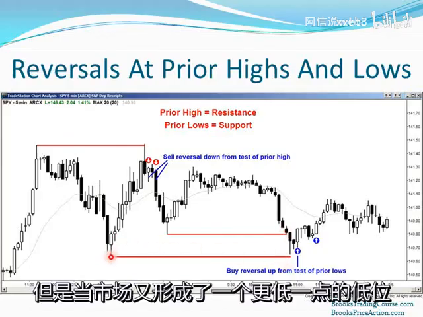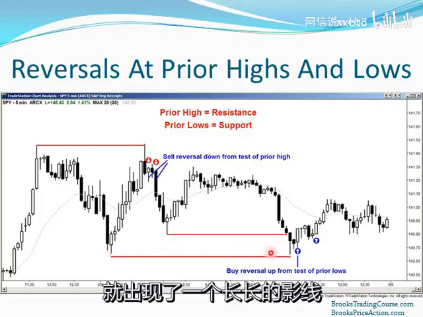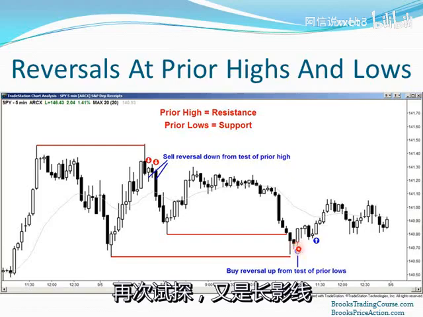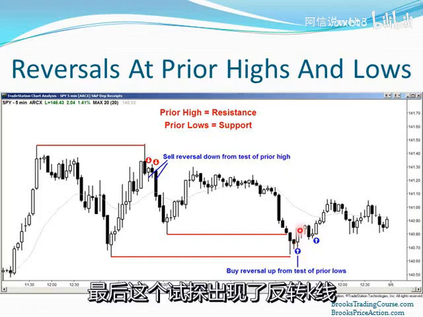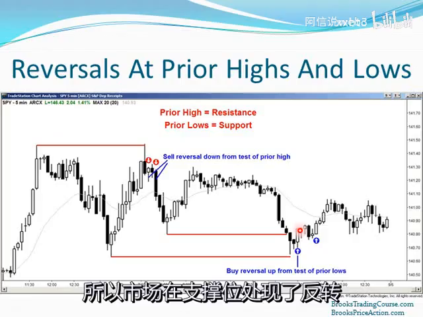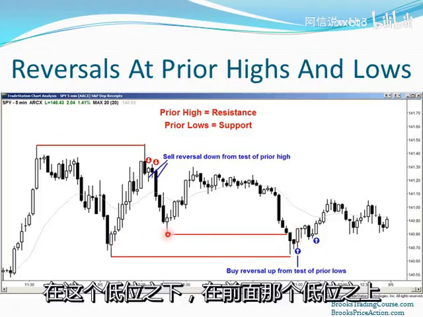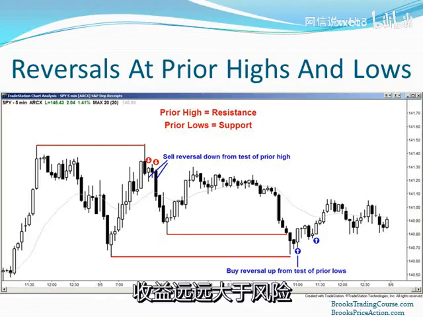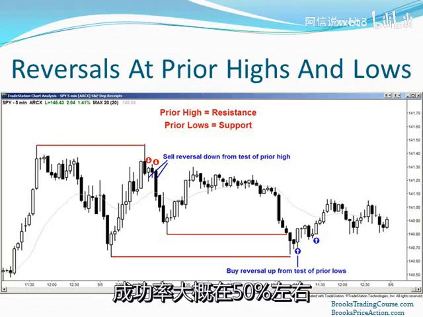However, when we got down to another low just a little bit lower, we got a big tail. We tried to push down again and got a tail. We tried to push down again and we got a tail, and this time we have a strong bull reversal bar. So the market is reversing at support just below this low and just above that low. So that provides a good entry for a trade where the reward is bigger than the risk. Probability maybe 50-50 in a situation like that.